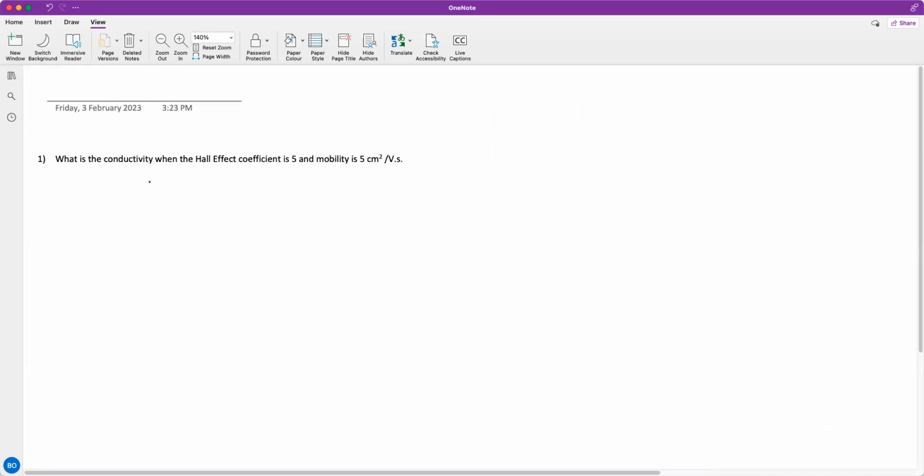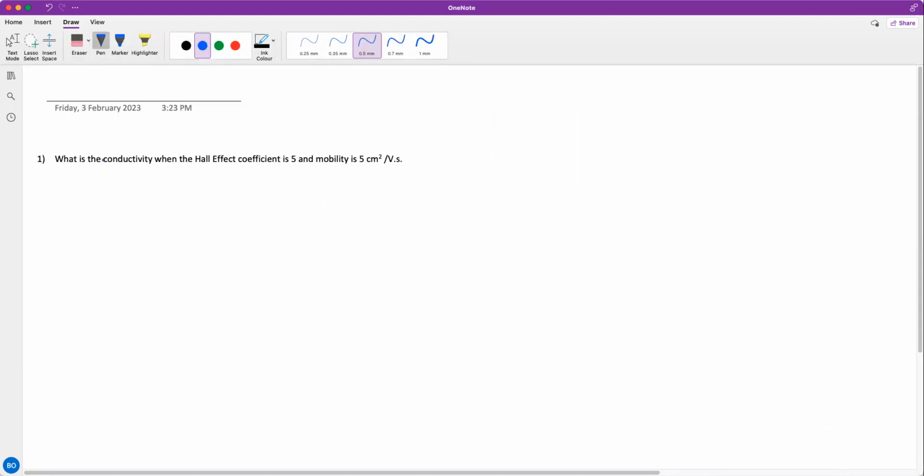Here I have one remark. What is the conductivity of the Hall effect material when the Hall coefficient is given and the mobility is given? How do you solve this problem? We need the conductivity, so we need sigma. And we know RH and the mobility.